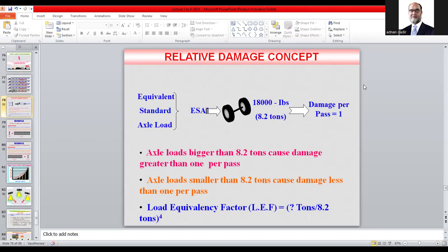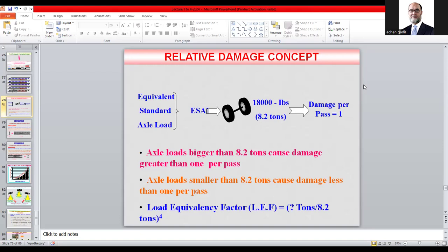So what the H2 method assumes is that if one pass of an 8.2 ton axle load creates one damage, what damage will a load higher than 8.2 ton create? Obviously more than one. And for loads less than 8.2, it will create a damage less than one per pass.